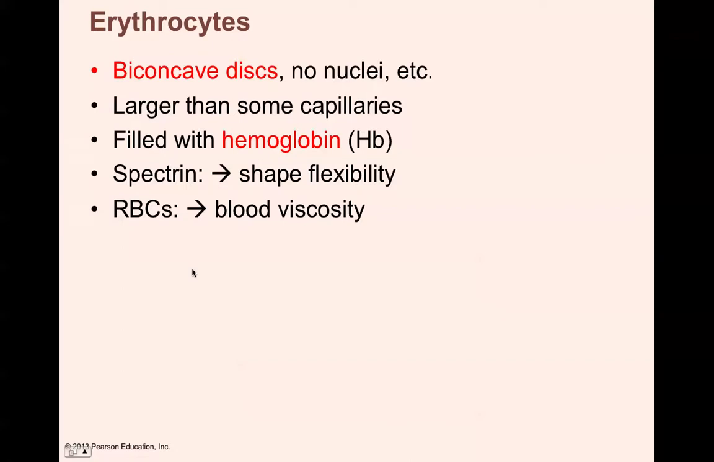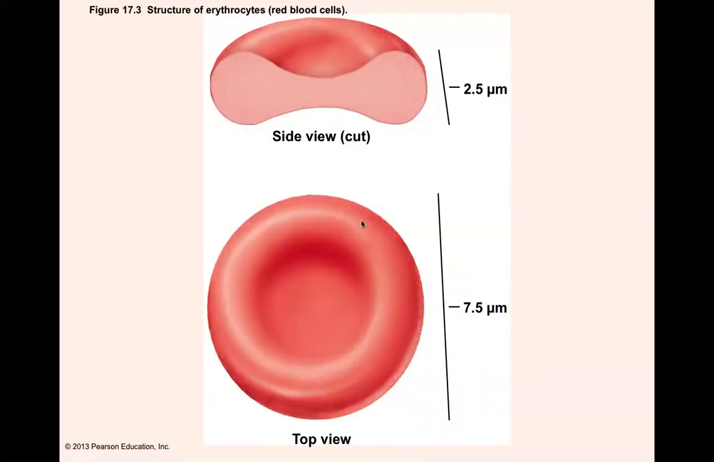Red blood cells are the cells that give blood its viscosity. Viscosity means thick. You'll be hearing this word quite often. Viscous is thick. Okay, and here's a picture. Picture is worth 1,000 words.